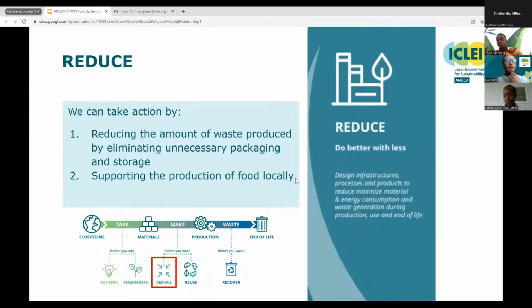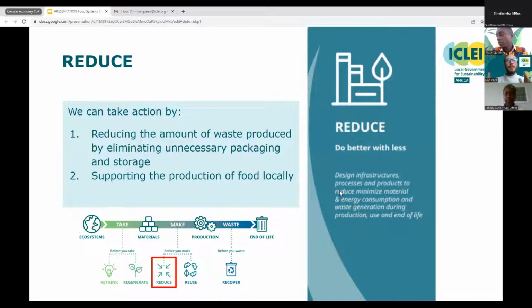There's also the element of reduction, which is very much around reducing our dependency on specific resources and designing infrastructure that also requires less inputs. And I think here is also the element of agricultural production, which is highly dependent on external inputs, which are often very detrimental to the environment, and to just reduce that and think around developing production systems that require less inputs and are very much more in harmony with nature.